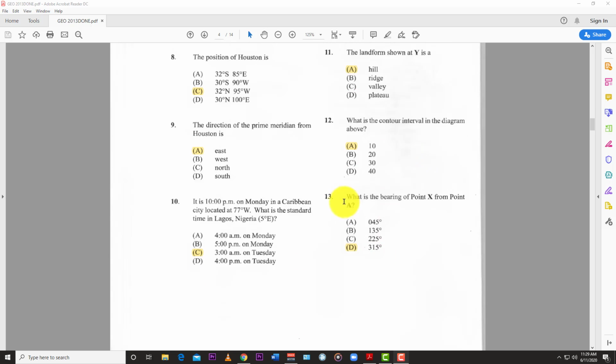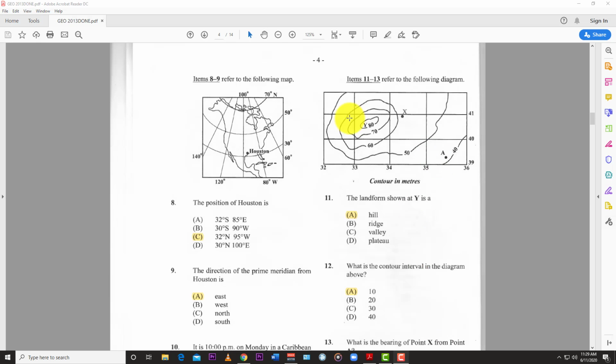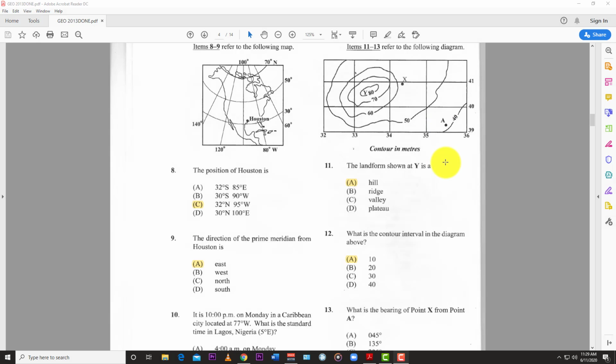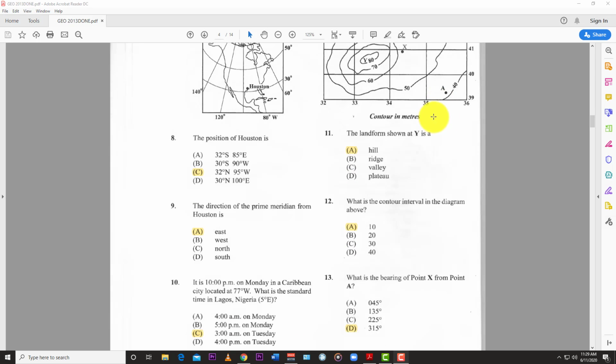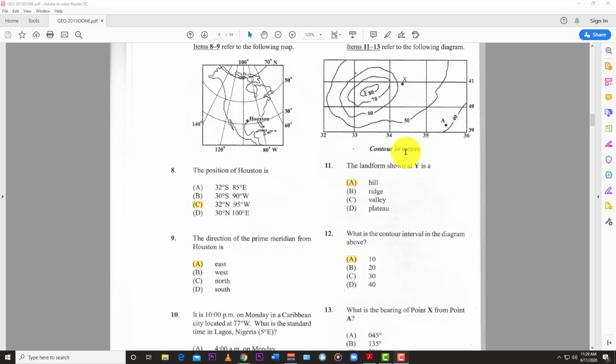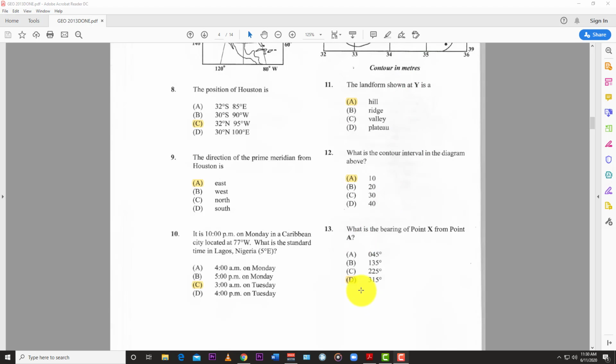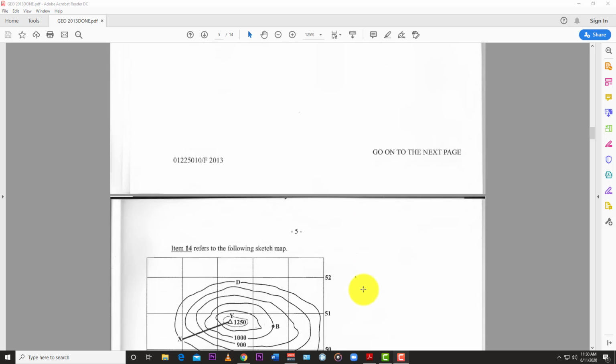All right, number 13, what is the bearing of point X from point A? So you start from point A, and we're moving to X, and so that would be D, 315 degrees.